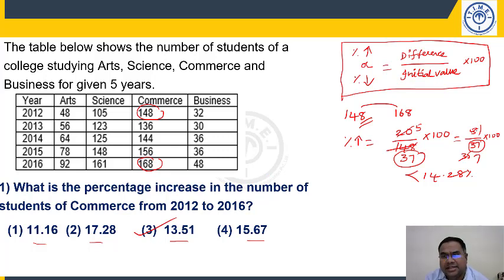So 5 by 37, I am writing it as 5 by 35. Instead of 37, it is 35, it is 1 by 7, 14 point, we know the standard result, right? 14.28%. But instead of 35, it is 37. So the denominator is increasing, so the value will decrease. 35 and 37 are close by, so my answer should be slightly less than 14.28. So clearly these two are not my answers. This is 11, this is 13, slightly less than 14 means 13.51 should be my answer.